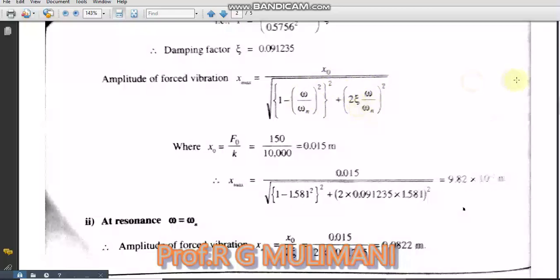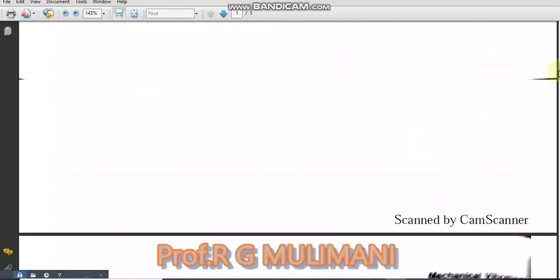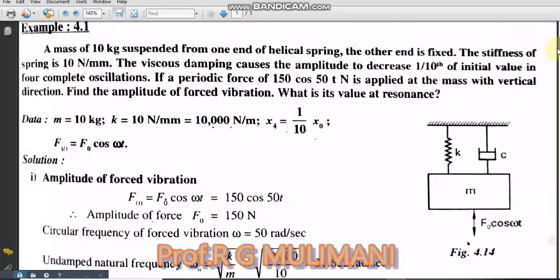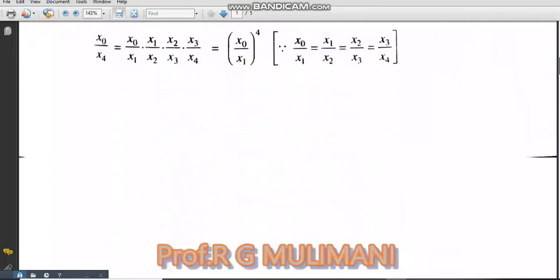How to find zeta? To find the zeta value, in the problem they have mentioned that after 4 oscillations the original amplitude reduces to 1/10. We already know that in the logarithmic decrement, delta equals 1 by n ln of x naught by x n, where x n is the amplitude after the nth cycle. Here it is given that after 4 oscillations, so n equals 4, delta equals 1 by n, n meaning 4 oscillations.